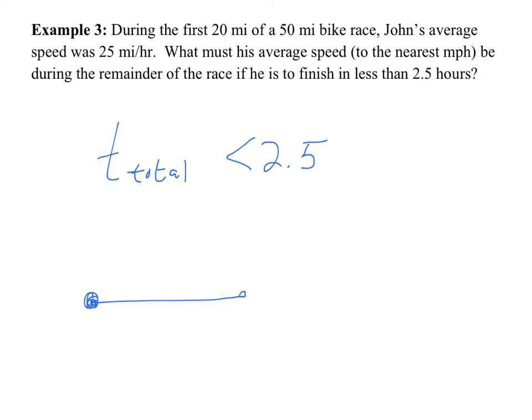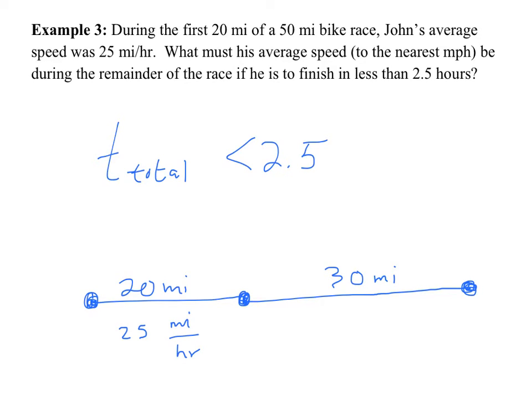What does truncate mean? You only do the first half. Yes, separate into segments. So the first 20 miles of the race is here, and then 30 miles of the race are here. In the first 20 miles, we have a speed of 25 miles per hour. And in the second segment, we're trying to figure out what the rate should be.